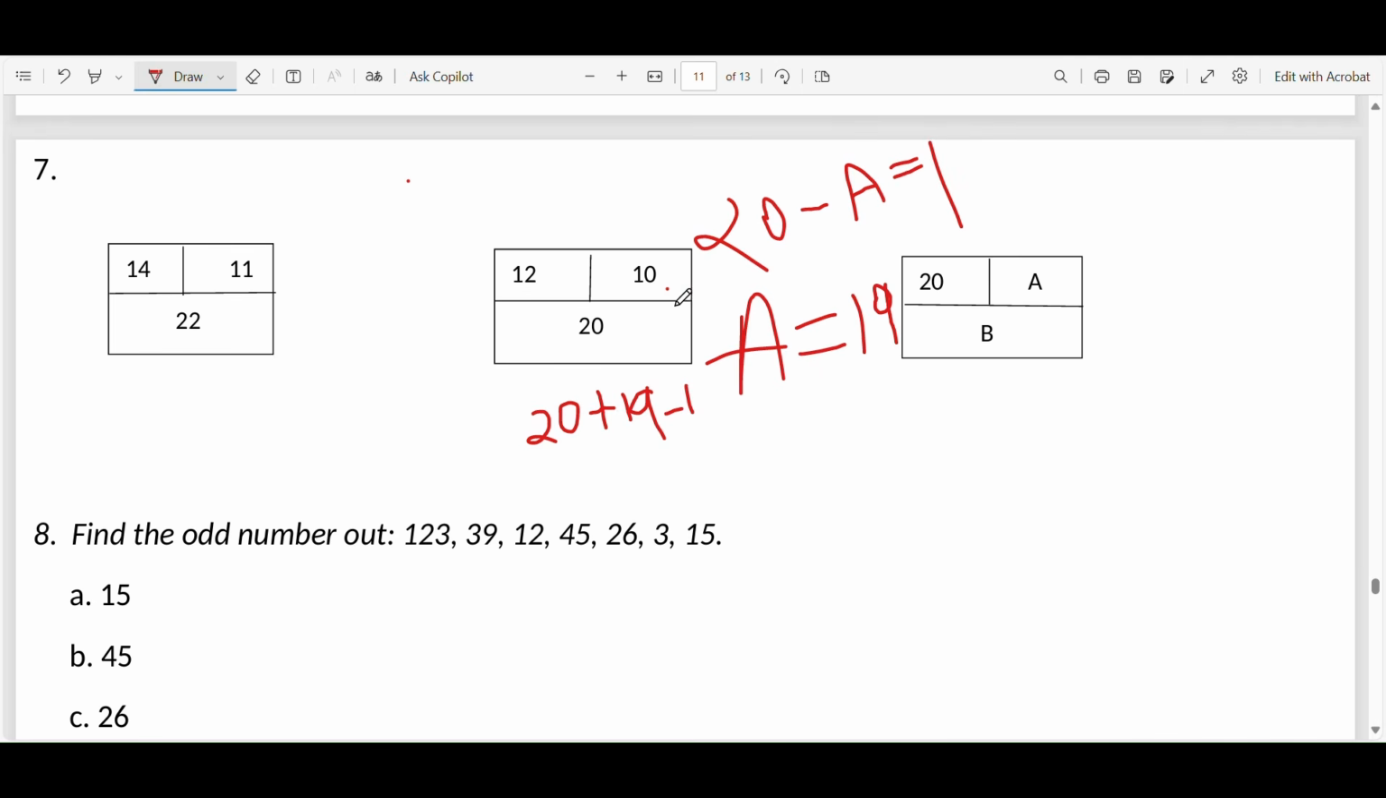So as 12 plus 10 will give you 22, minus 2 will give you this. So this will give you B. So 20 minus 1 will give you 19. 19 plus 19 will give you 38, right? So the final answer is 38, which is B. This is question number 7, which is solved now. So B is 38 and A is 19.